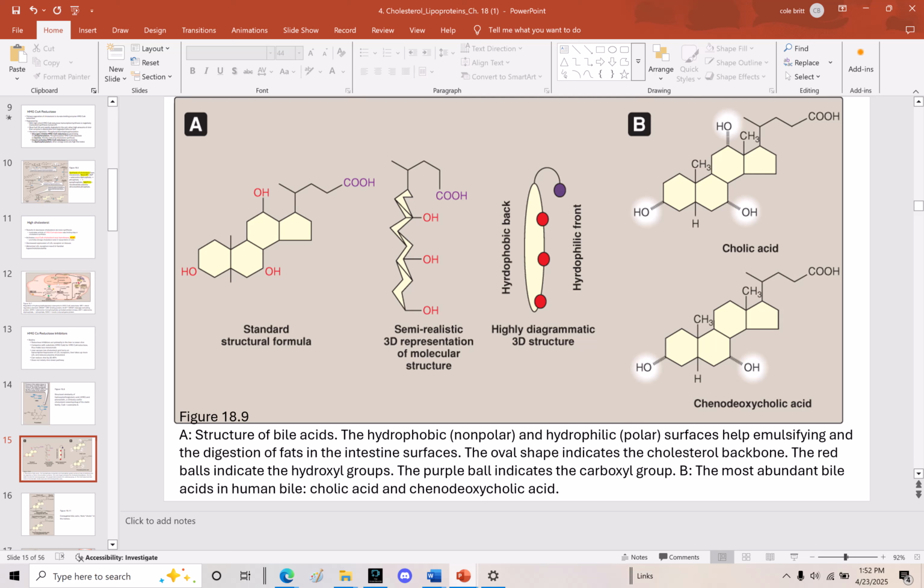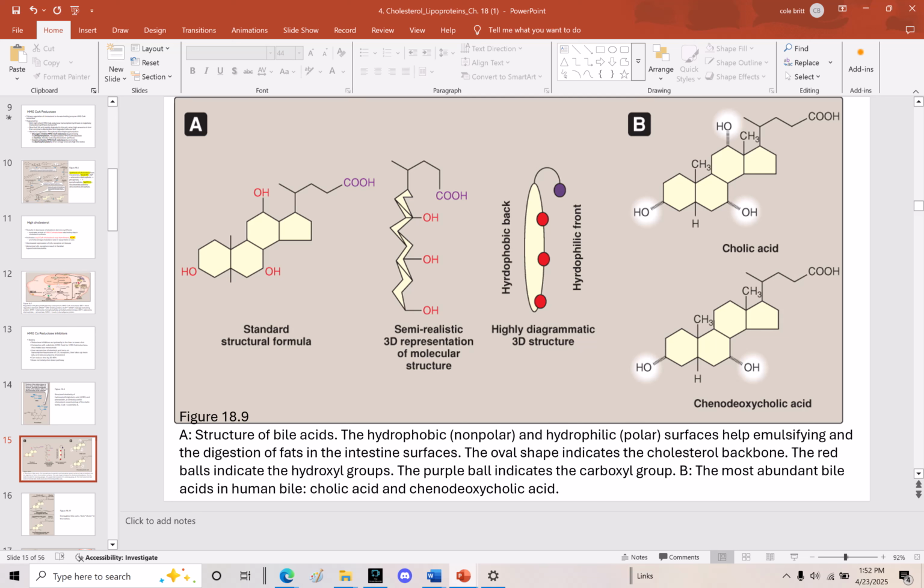Bile always has a hydrophilic portion and a hydrophobic portion. Here's a very common bile molecule, cholic acid, which is a bile acid. Here's another one down here. Do I want you to remember this? All I want you to remember is that cholesterol is the primary component of synthesizing your bile acids, your bile salts. And you do have a hydrophilic and a hydrophobic portion.